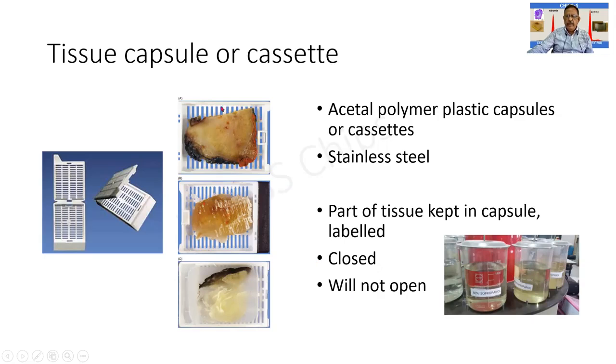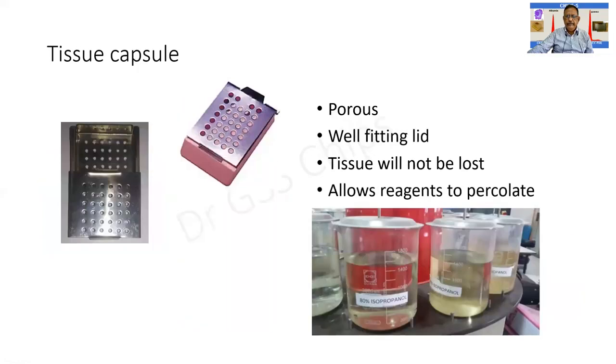This is important because a lot of tissues will be processed and they are put in various containers. They have to go through it, and hence there should not be any mix-up of the tissue, or important tissue should not be lost either. This is a tissue capsule.